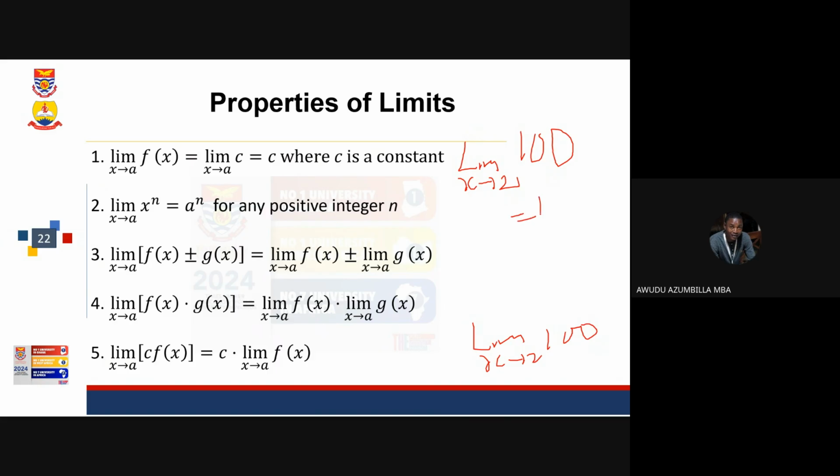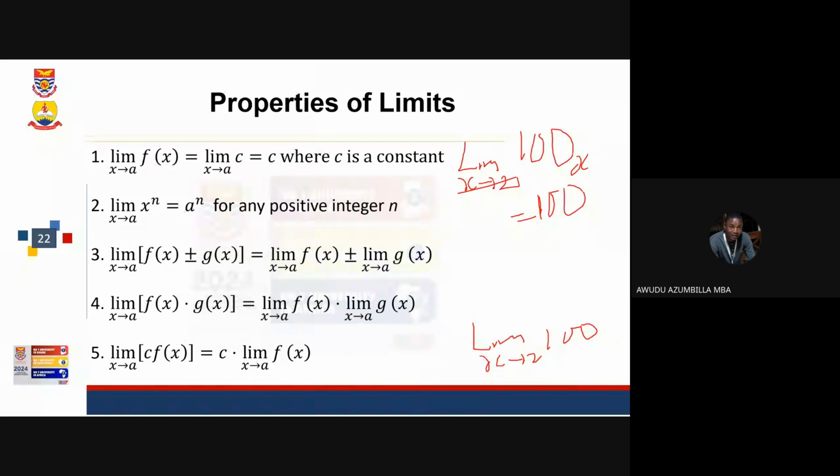So that is what the rule is saying. The limit of a constant is the same constant. The limit of a constant number, because there's nothing variable here. There's nothing x here for you to substitute. So the limit becomes the same thing. So that is the first rule.